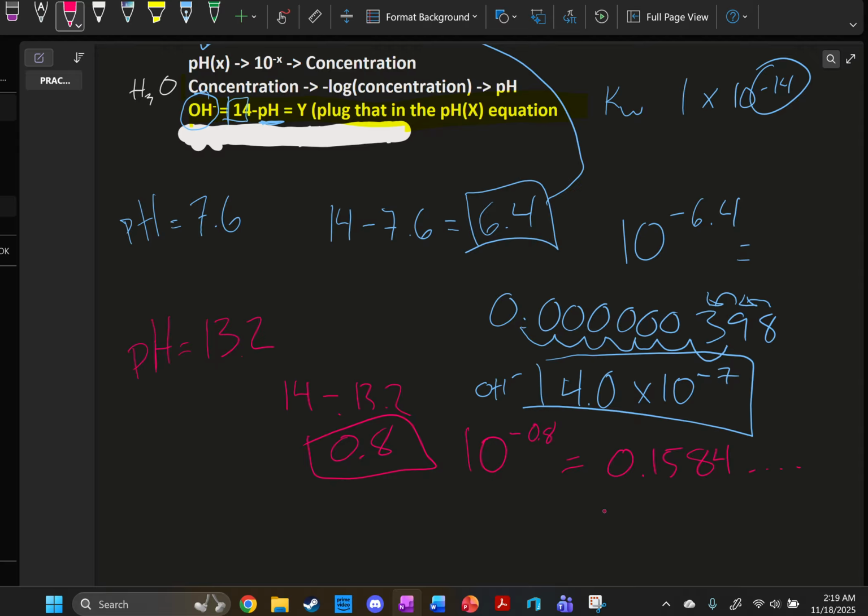And so what this looks like, since we just got to move this decimal one, the concentration of OH negative or hydroxide atoms is 1.5, and since we're rounding up, right, I'm actually wrong here, it's 1.6 times 10 to the negative 1. There you go. So hopefully that makes a lot of sense.